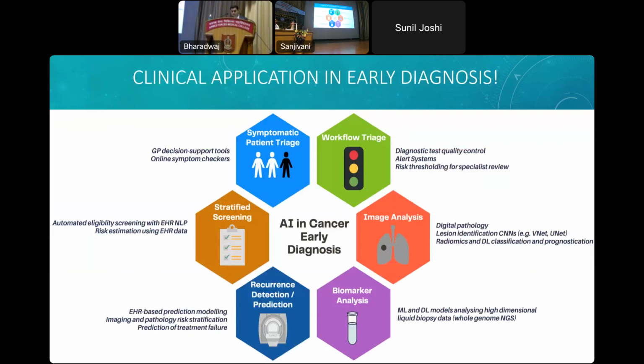In pathology, it is being used where lesion identification, radiomics, and deep learning classification is done. For biomarker analysis with machine learning and deep learning, the whole genome can be studied. In cases of recurrence detection and prediction, these models have been used with the help of electronic health records, and automated eligibility screening with electronic health records is also being used. So these are the various applications where early diagnosis is helped with the use of artificial intelligence.